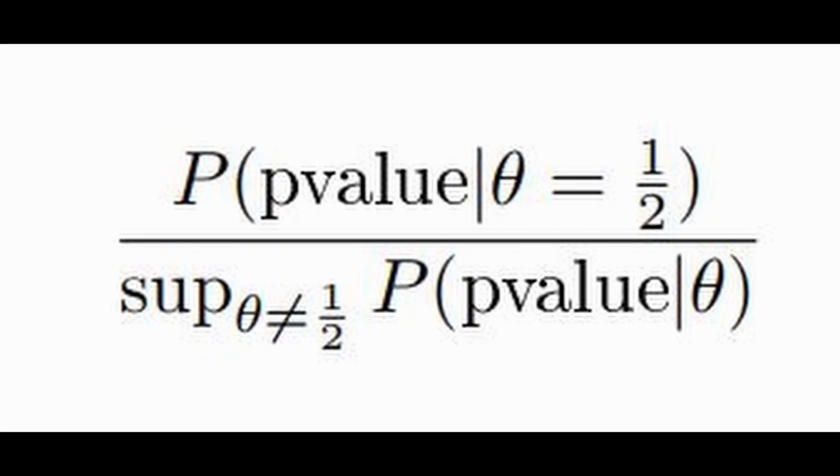Hey, I just want to explain this ratio again, since I snipped some things out of the video. So the probability on the top is the probability of getting the p-value that we got if the null hypothesis is true. The probability on the bottom is the highest possible probability of getting the p-value we got if the alternative hypothesis is true. Technically, the least upper bound.